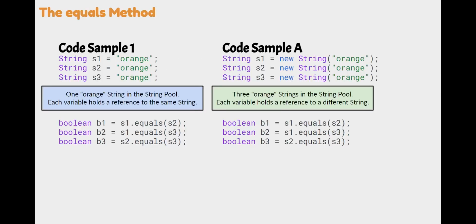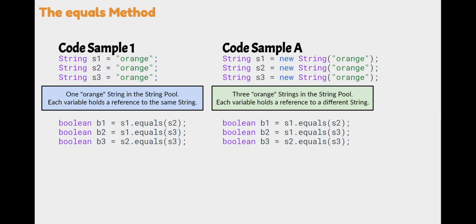So I know what you're asking yourself, but what does this look like in computer memory? That's great, let's take a look at it. On the left, we have code sample 1. We are declaring three string variables and we are setting them all equal to the string literal orange. If we looked in memory, there would only be one orange in the string pool. Each of these variables would hold a reference to that same string. Each of these three variables point to the same string in the string pool.